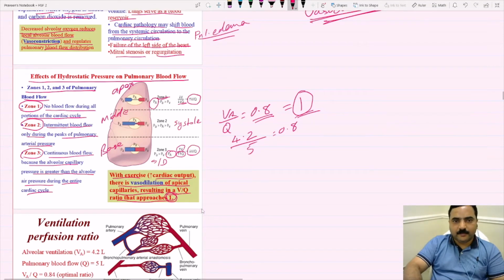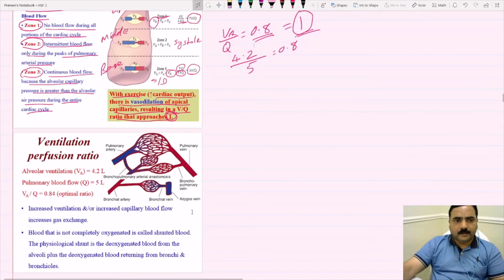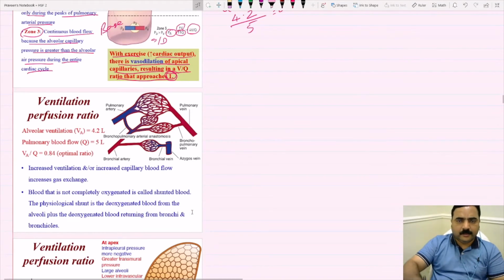Let's discuss more about this change in the ventilation perfusion ratio in different parts of the lung in a normal person. These are the values that we have already mentioned. Ventilation is 4.2 per the pulmonary blood flow, that is the cardiac output of 5 liters. V/Q is 0.8. That's what we normally see. The optimal ratio is about 1. The good ratio is 1.